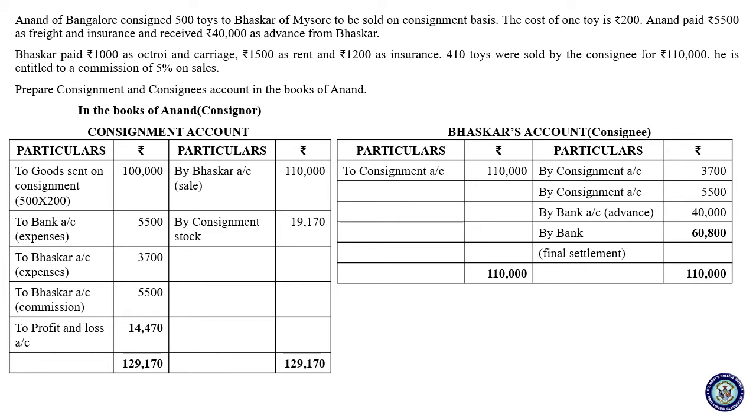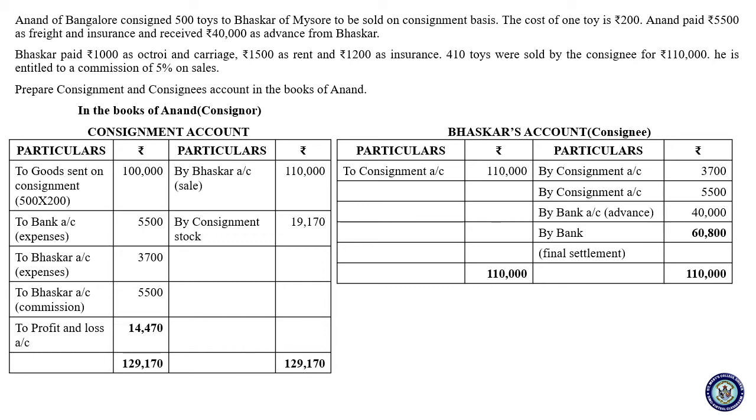So if you finished with this, we'll go for the next problem. Next 12 marks problem. Okay, these are the 12 marks problems. They will ask such type of problem for section B, that is 12 marks problem. That is only preparing ledger accounts in the books of Anand, that is consignor. Here they asked only to prepare consignment and consignee.